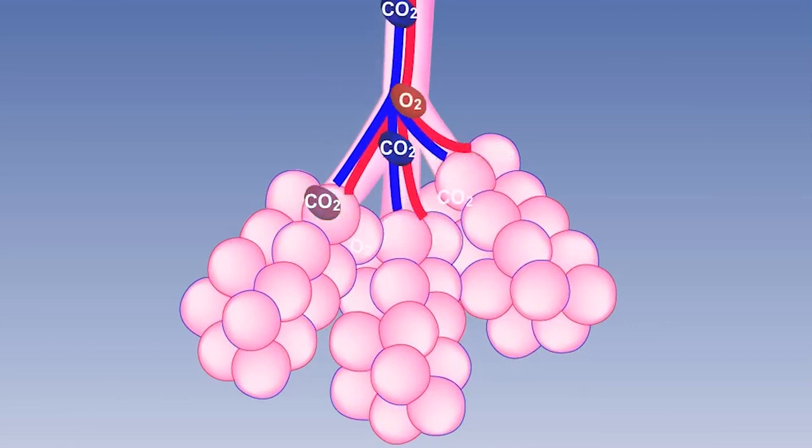Where the respiratory and circulatory systems meet, oxygen from the air is transferred to the blood, and carbon dioxide from the blood is transferred to the lungs and out to the open air. Let us look at this process in more detail.